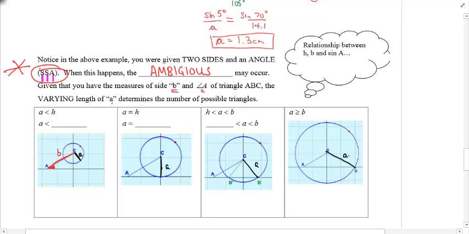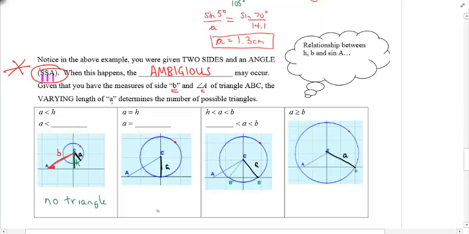Okay? So back to the one on the left. Notice that in this case, I want you to compare A with H. H is the height, so the height of the triangle. In this particular case, A is less than H. So the length of A is less than the height of a right triangle that can be created. In this case, therefore, you don't even get a triangle. So no triangle in this case. We'll leave that blank for a sec. We'll come back to it.